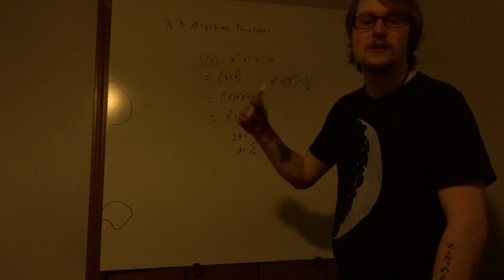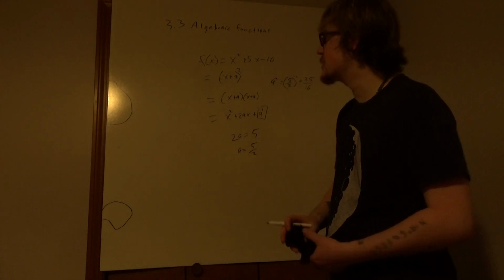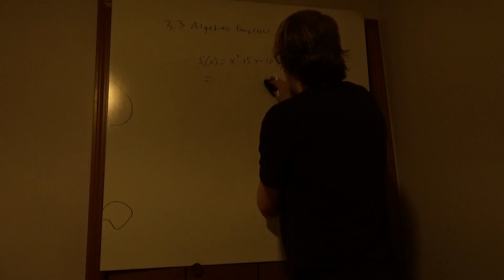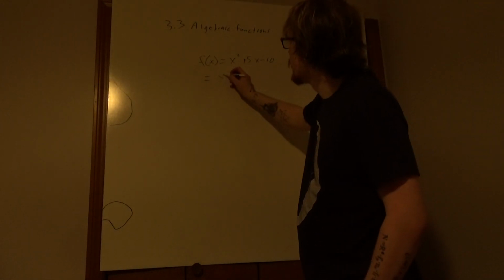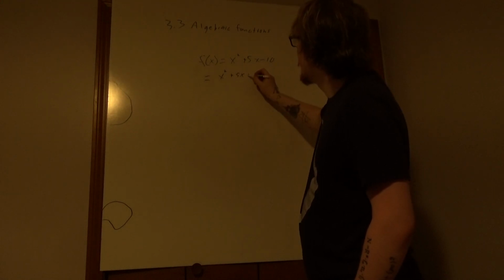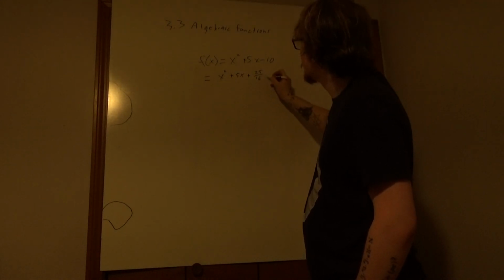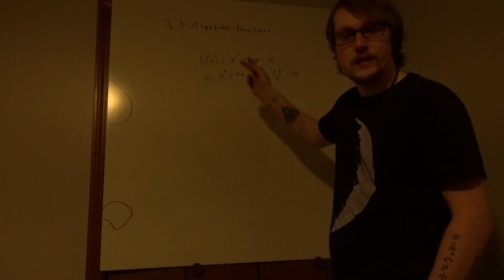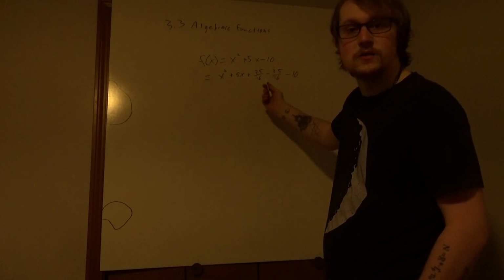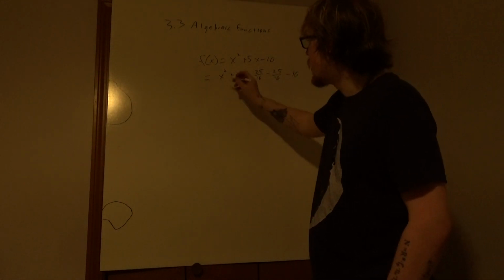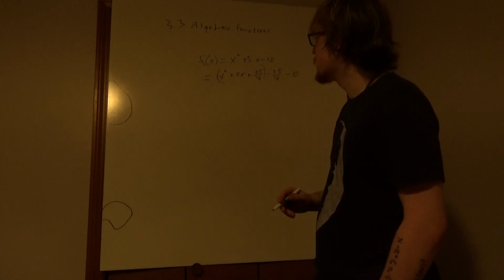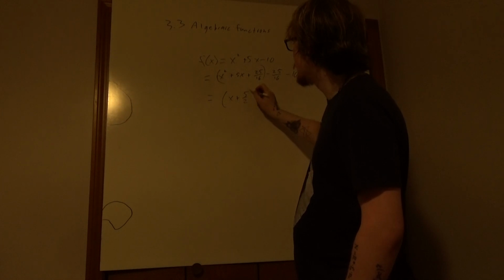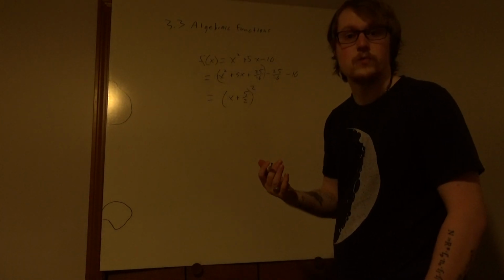So if we add and subtract 25 over 16 from this function, we will be able to rearrange things as follows. We do x squared plus 5x plus 25 over 16 minus 25 over 16 minus 10. So we have exactly the same function here because I've simply added 0. But I can group these things together, and I know that this is going to be x plus 5 halves squared because of what we just did with the algebra.